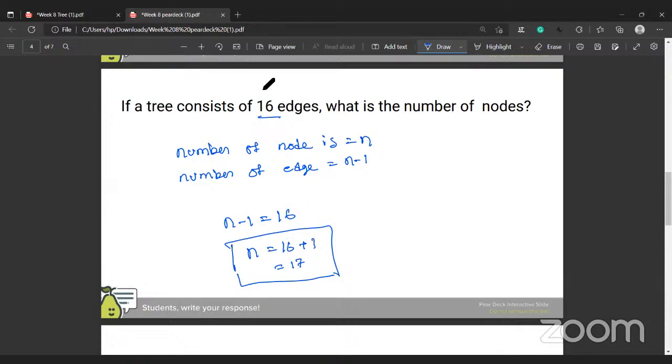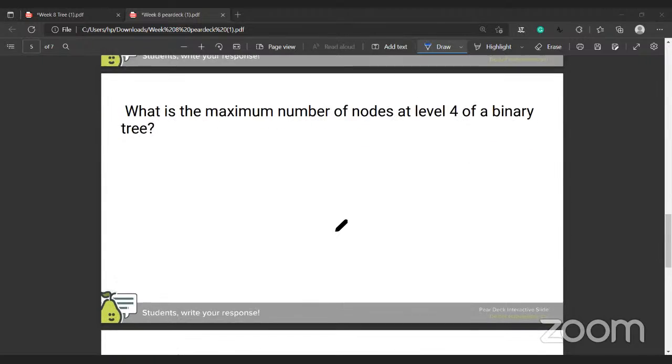Hello? Yes, sir. Am I audible? Yes, sir. Got it. Okay, then the next question is what is the maximum number of nodes at level 4 of a binary tree? You have to tell what is the maximum number of nodes at level 4 of a binary tree. We can answer in the chat box.